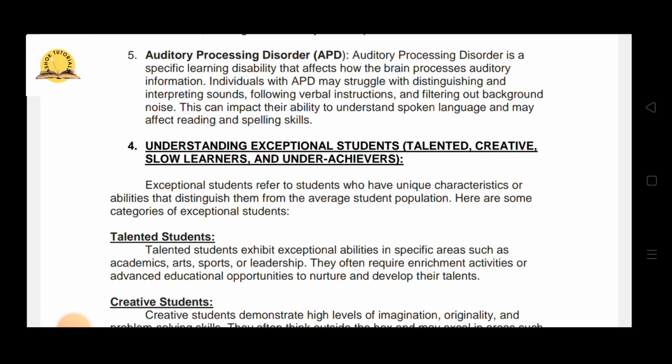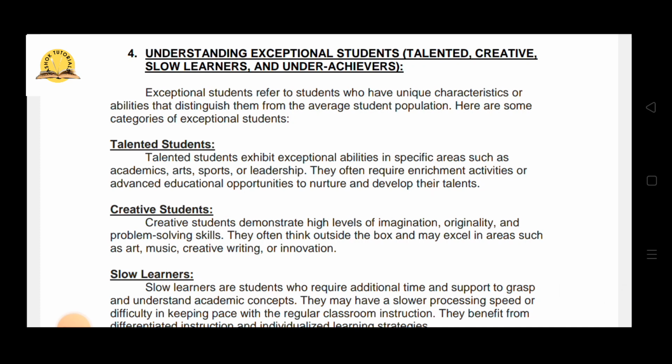So now let us see understanding exceptional students, that is talented children, creative, slow learners, and underachievers. We shall study about them now. Exceptional students refer to students who have unique characteristics or abilities that distinguish them from the average student population. Here are some categories of exceptional students. As the name is written already, some students might be talented, some might be very creative, some might be very slow learners, and some might be underachievers. Right? This one I don't have to explain, you understand by the term itself.